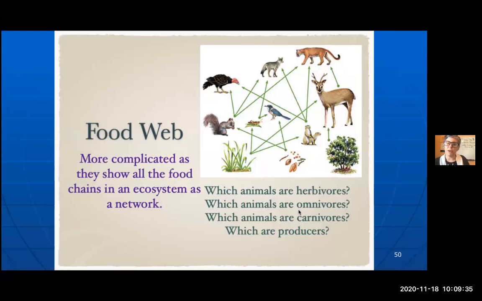Words that we talked about yesterday. So can we put in the chat right now, which animals on this food web are herbivores? And I know it doesn't say the names of them. So if you're like, I don't know what that thing is called, just do your best. So which ones are herbivores?